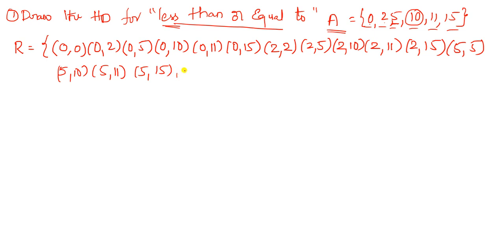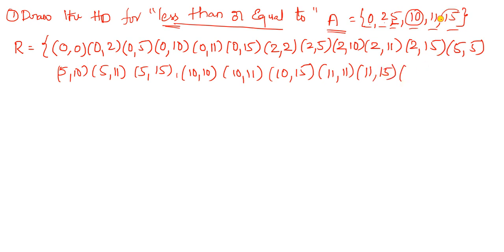And next 10, 10: 10 less than or equal to 10. And next, 10 less than or equal to 11, and next 10 less than 15. So these are other elements. And come to the next element, that is 11. 11, 0 and 11, 2 are not possible. So directly 11, 11 and 11 less than 15. And finally the 15 element. 15 is the greatest among all the numbers, right?